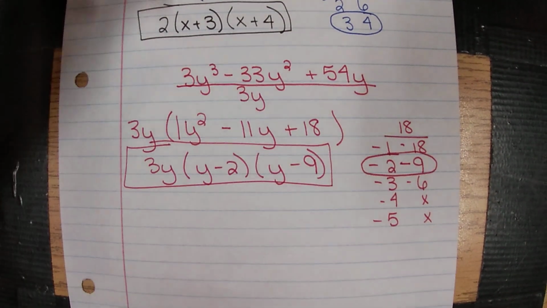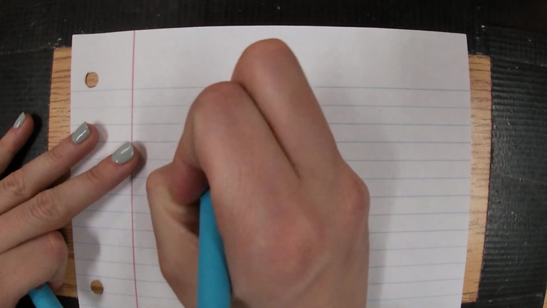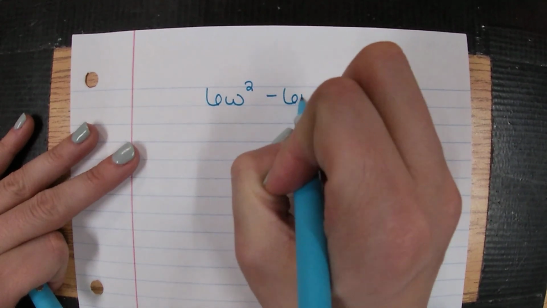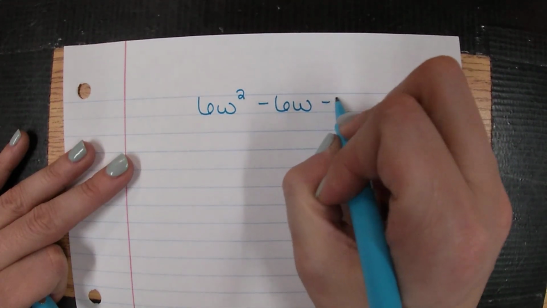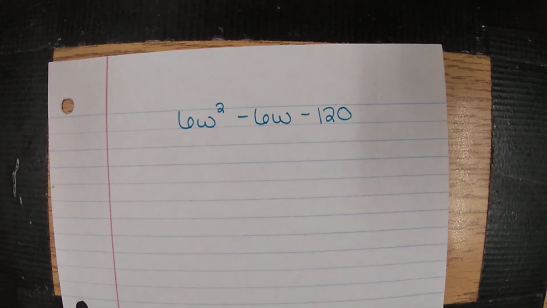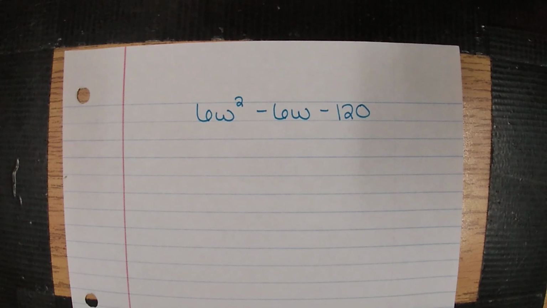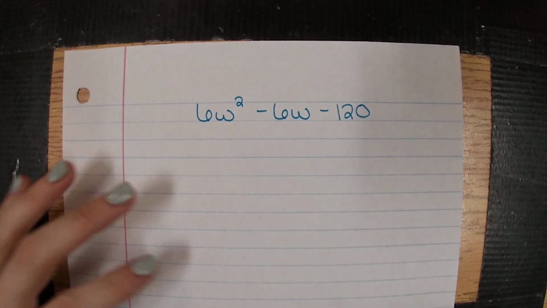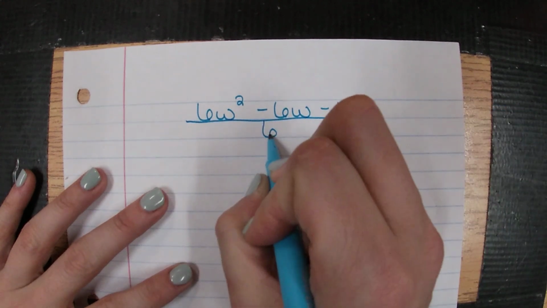Okay, so probably at this point you're still kind of like, I don't know, maybe kind of, sort of. So let's just look at one more to repeat that process, see if we can let it sink in a little bit. So 6w squared minus 6w minus 120. Okay, so right now, what would we do first? And hopefully we're all thinking, okay, we should be factoring out a GCF. So we want to think of a number that goes into 6, 6, and 120. So these can all be divided by 6.